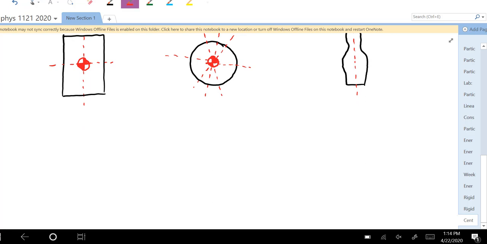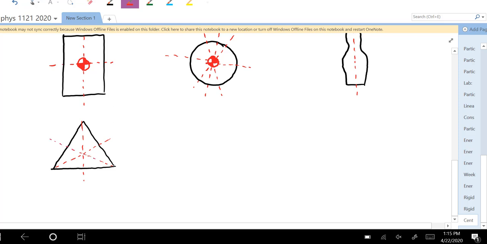Another one that could come in handy is an equilateral triangle. Well, that has an axis of symmetry here, here, and a third one for good measure. Whenever you have more than 2, they have to all intersect at the same point. And so that's where the center of mass is.